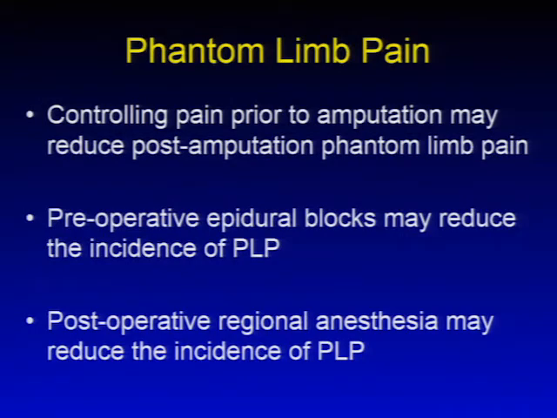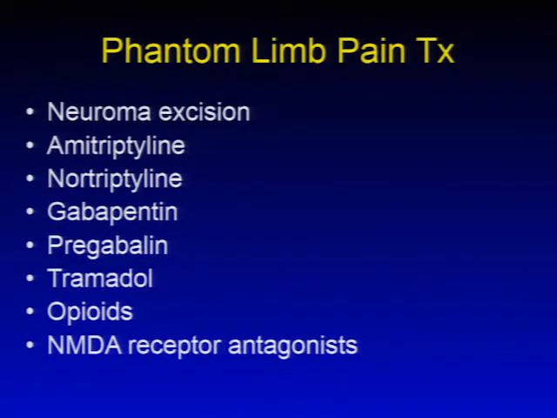Phantom limb pain goals include attempting to control the pain prior to amputation. This is thought to help to reduce post-amputation phantom limb pain. Things that can be done include preoperative epidural blocks and postoperative regional anesthesia. The treatment of phantom limb pain may also involve further medication use, such as amitriptyline, nortriptyline, anticonvulsants such as gabapentin, pregabalin, other medications such as opioids, tramadol, and NMDA receptor antagonists. In some cases, neuroma excision may be beneficial.